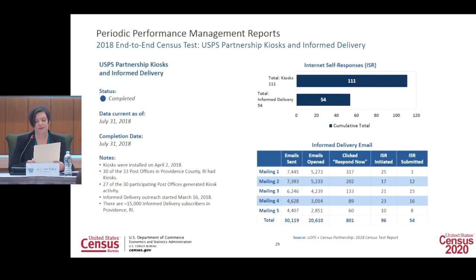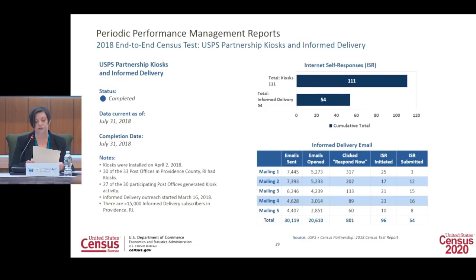One exciting development for the 2018 end-to-end census test was our expanded partnership with the United States Postal Service. There were two key components of our engagement during the test: internet self-response kiosks and informed delivery emails. We worked with the Postal Service to install self-response kiosks in 30 post offices across the Providence County, Rhode Island area. These kiosks enabled people to access the internet self-response website for the 2018 test and complete their questionnaire online right at the post office. As you can see in the top chart, we received 111 responses via the kiosks.